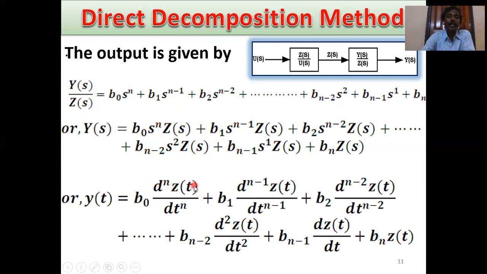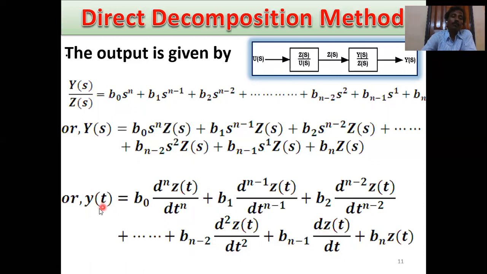So b0 d to the power n z(t) by dt to the power n plus b1 d to the power n minus 1 z(t) by dt to the power n minus 1 plus b2 d to the power n minus 2 z(t) by dt to the power n minus 2 plus dot dot dot bn minus 2, this is the second order differential equation, d2 z(t) by dt2, plus bn minus 1 first order differential equation, d z(t) by dt, plus bn z(t). This is the nth order differential equation.